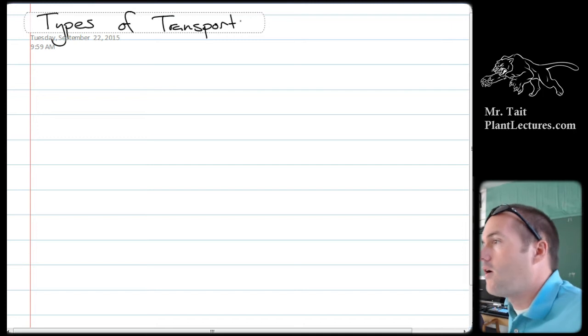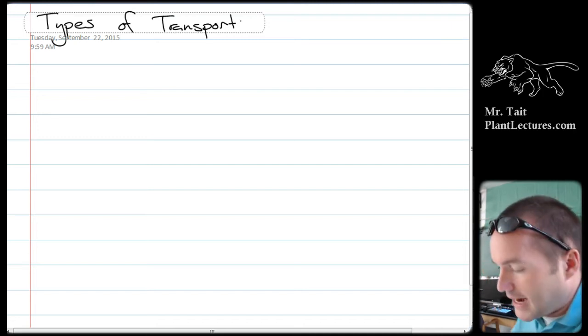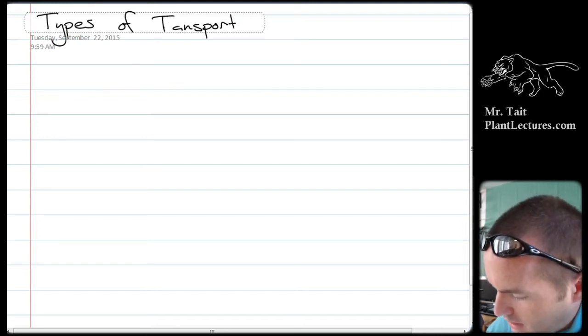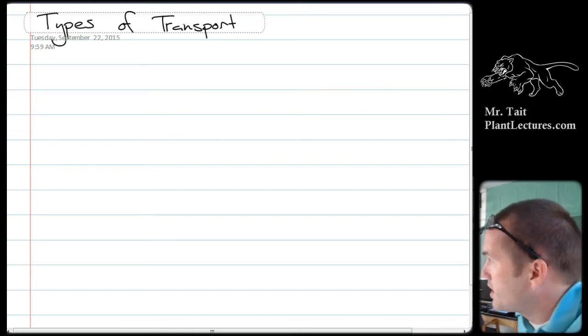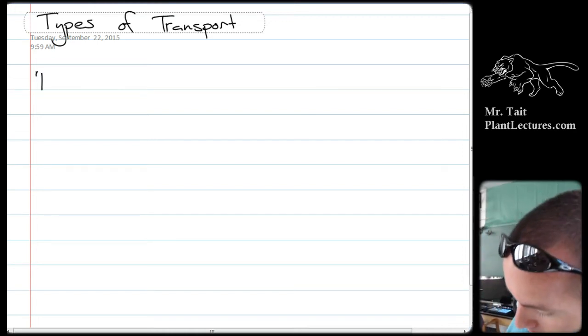All right, so there are two types of transport. There's active transport and passive transport. And today we are going to talk specifically about passive transport.